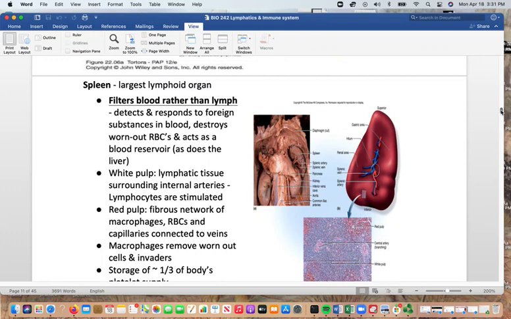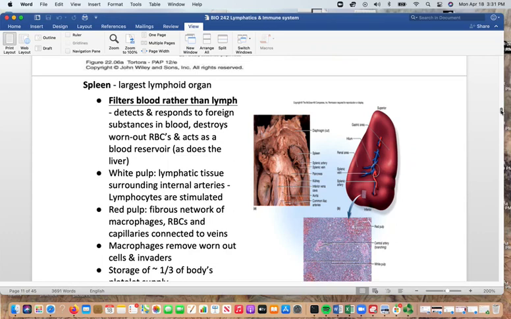So the spleen is the largest lymphoid organ. When you look at it, it actually is going to look very similar to a very large lymph node. It's going to filter the blood rather than the lymph, though. That's the difference. So it will detect and respond to foreign substances that are in the bloodstream. It's going to help with the destruction of the worn out red blood cells. We talked about that back in the blood. And then it can act as a blood reservoir, just like the liver can.